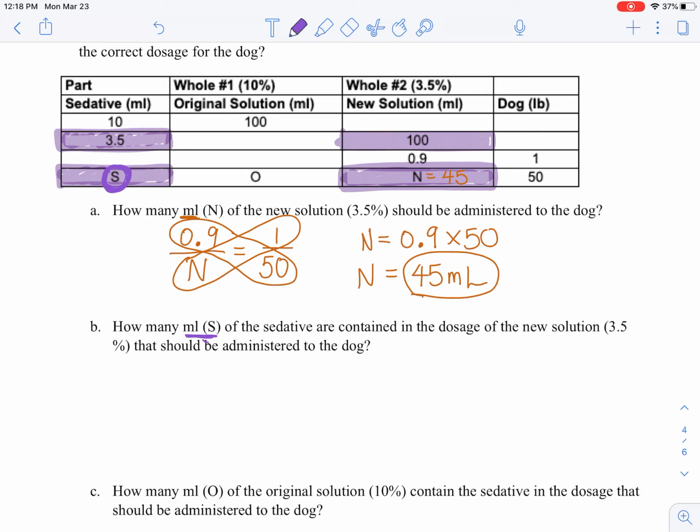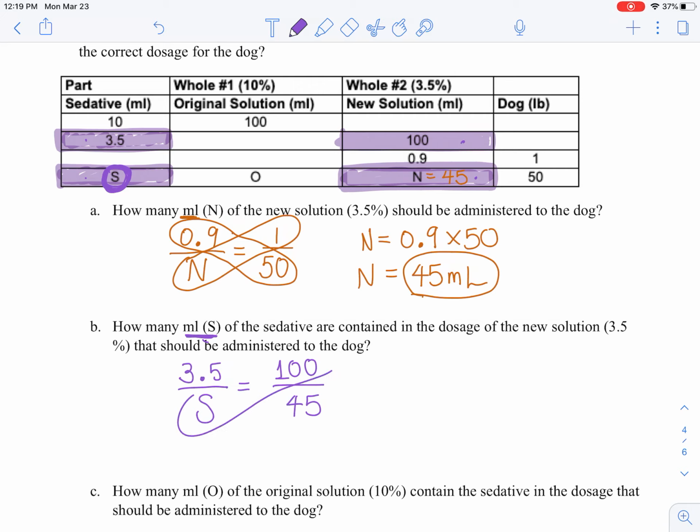I can set up a proportion using those. Look, so I'm going to make it 3.5 over S equals 100 over 45. I didn't bother to look for any other proportion, but that's enough for me. 45 is the answer that I found on part A. When I fill that out in my table, I can use that now.